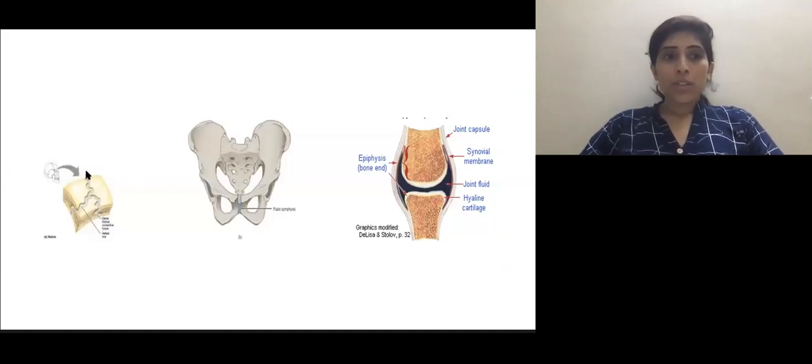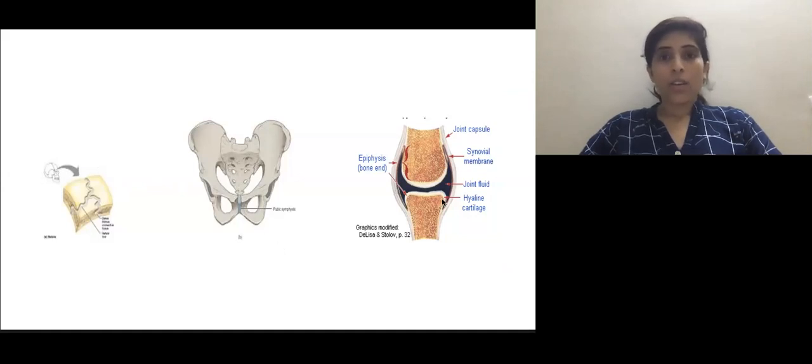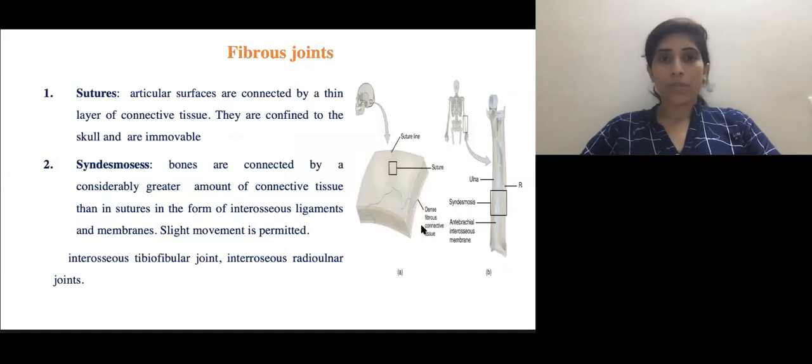So first are the sutures of the skull. Then the cartilaginous type of joint is the joint formed at the pubic symphysis, whereas the knee joint is the synovial type of joint. Then the fibrous type of joint, as we all know, includes three subdivisions: sutures, syndesmosis and gomphosis. First sutures, whose articulating surfaces are connected by a thin layer of connective tissue, whereas syndesmosis are connected by considerably greater amount of connective tissue than the sutures.